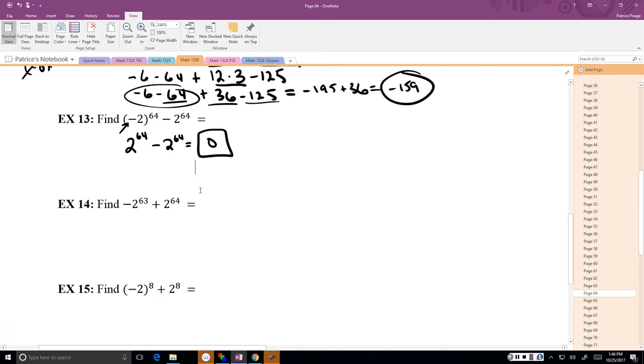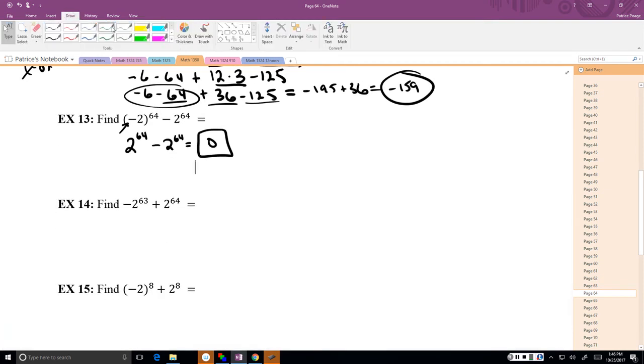Okay. This is going to seem a little weird. So I have a negative 2 to the 63, but the negative's not being raised to the 63, right? And then plus 2 to the 64. So this is 2 times 2 times 2 times 2, 63 times. And this is 2 times 2 times 2 times 2, 64 times. Since it's not being raised to a power, I'm going to swap these and make it look like a subtraction problem, just for simplicity's sake. What law is that?